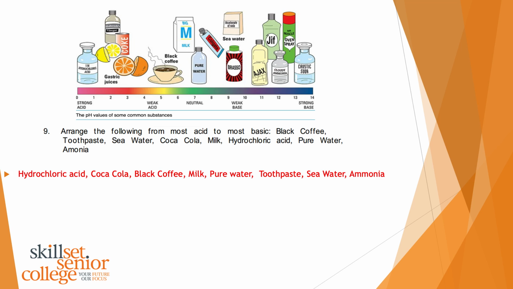Okay. So we have hydrochloric acid with a pH of about 1, Coca-Cola between 2 and 3, black coffee between 5 and 6, milk between 6 and 7, pure water is neutral at 7. Then we have bases: toothpaste between 7 and 9, seawater, which is about 9, and ammonia, which is anywhere from 12 to 13. So hopefully you've put them in the correct order, and you can see here the pH scale and where different substances lie on that. And again, hopefully we get to do some of this in the lab sometime soon.